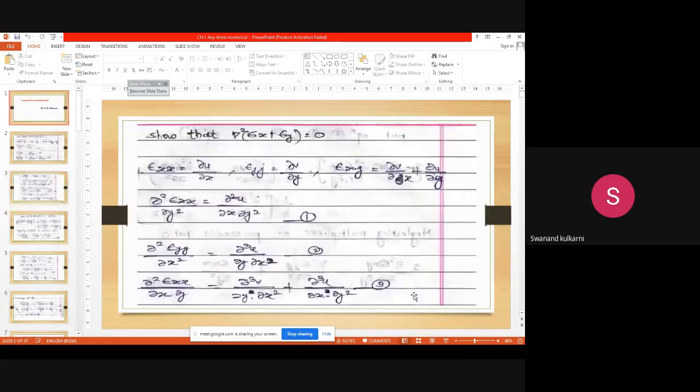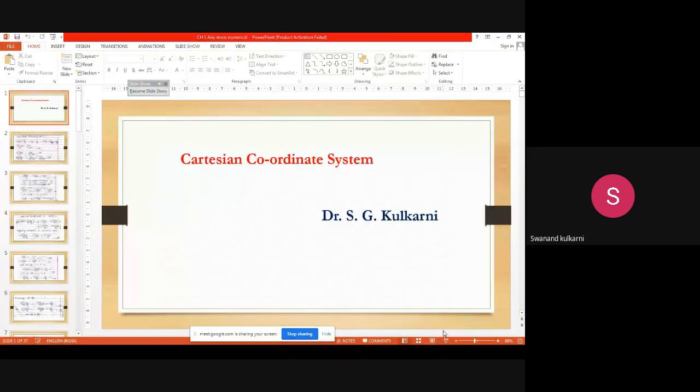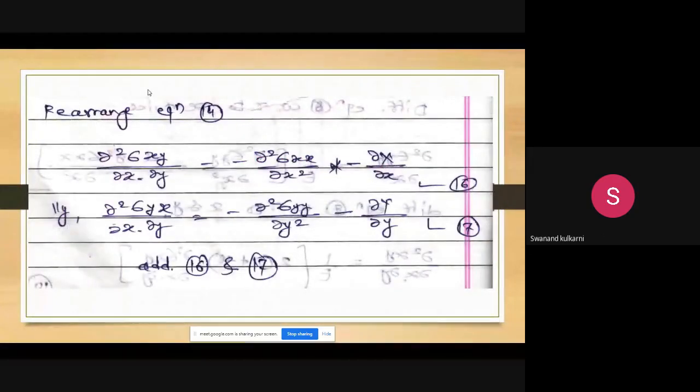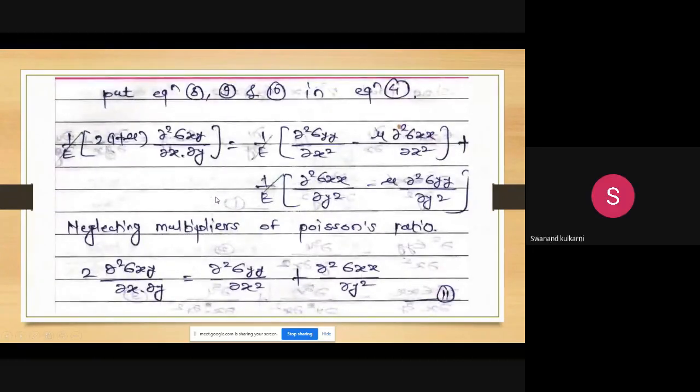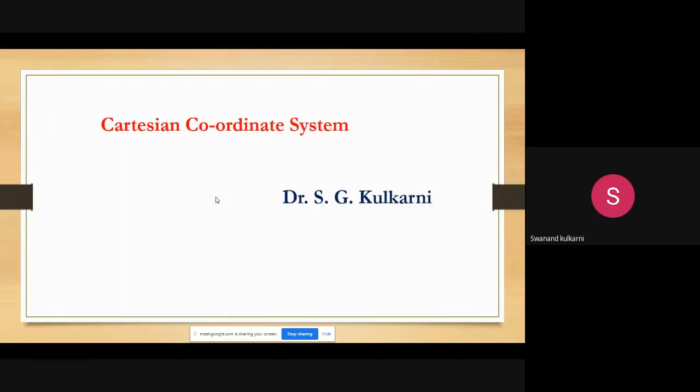Are you familiar with Airy stress function? Yes, sir. Please participate. Do you know the concept of Airy stress function, everybody? Harshvardhan? Yes, sir. Manoj Kharat, do you familiar with this concept of Airy stress function?